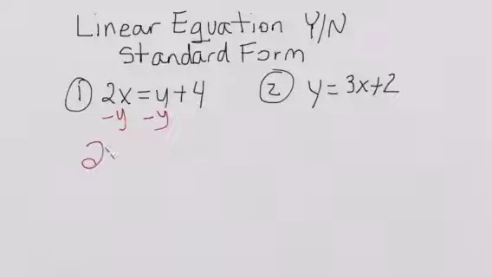So now we have 2x minus y is equal to 4. We're going to look at the x term. The x term is first, he's positive, he's an integer, and he's on the left. The y term is second, he's an integer, and he's on the left. And the constant is on the right, and he's an integer, so that is in standard form.